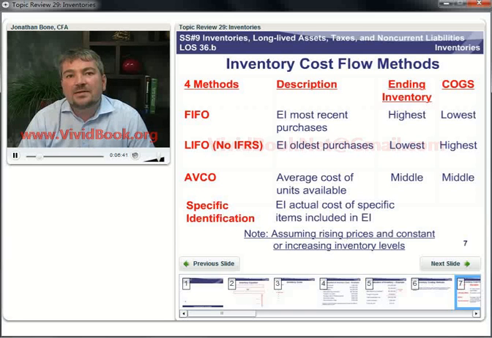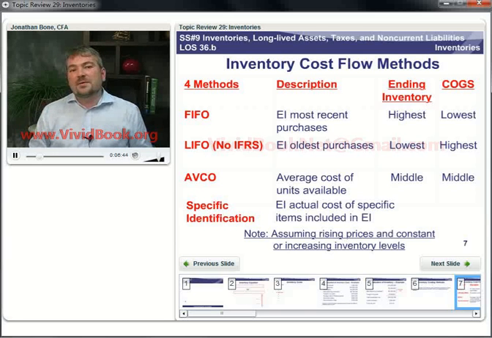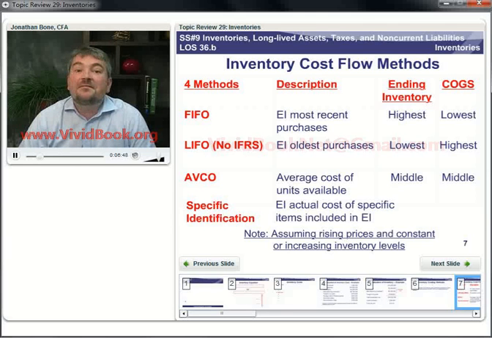LIFO. Now, notice it says no IFRS, so LIFO is prohibited under international accounting standards. LIFO stands for last in, first out. Basic idea here is the last goods that entered our warehouse were the first that we sold. In other words, we've sold the most recent purchases first, and as a result, our ending inventory must be made up of the oldest purchases.